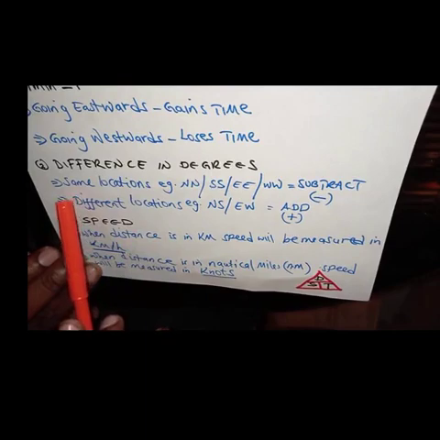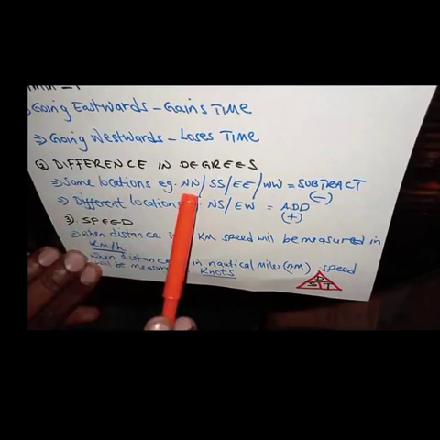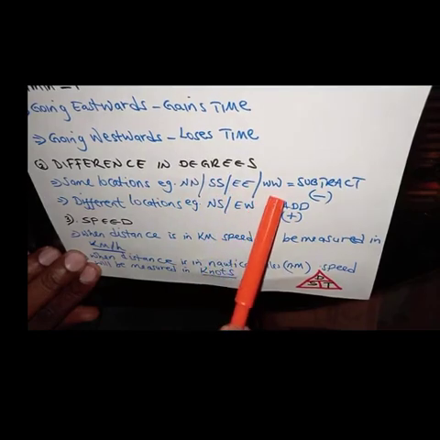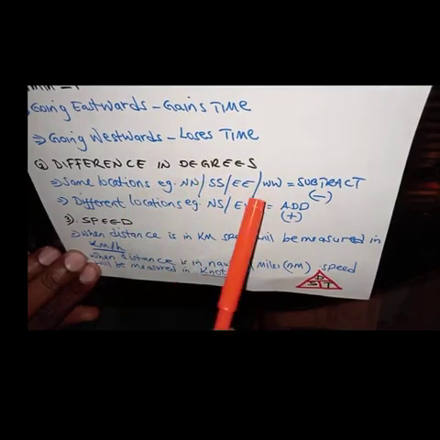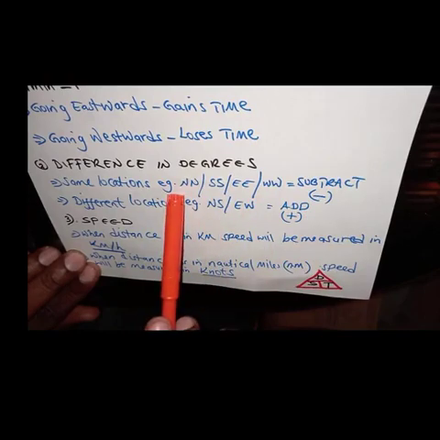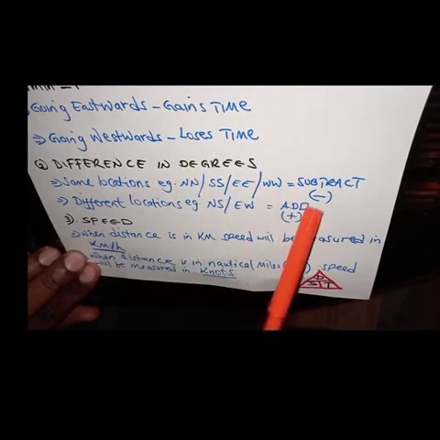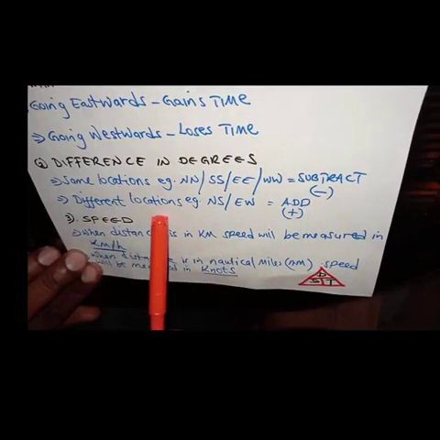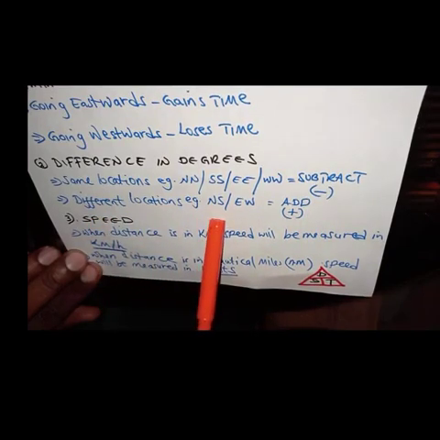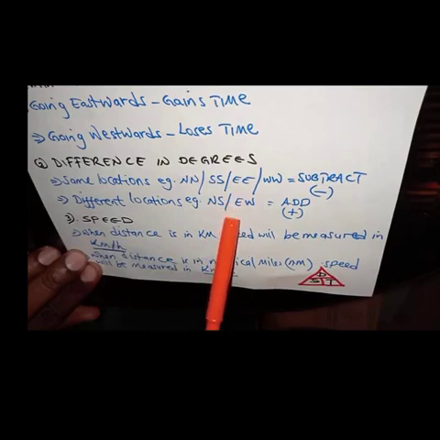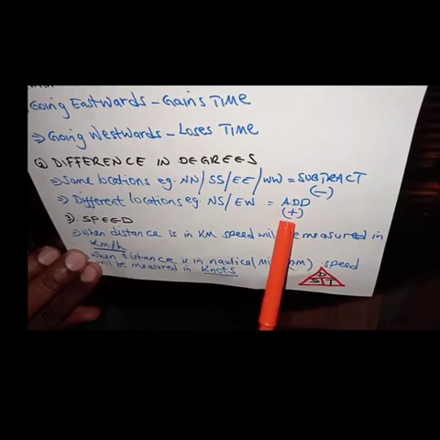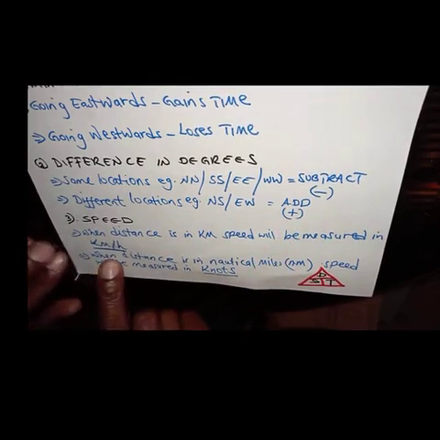when 2 points are on the same locations, let's say they're on the north and also south, or maybe east or maybe west, the difference in degrees means you should subtract those. So we say same locations, subtract, right? Different locations, like north, south, or maybe they're on the eastern part and western part, you add those degrees. This is how we're able to find the difference in degrees.